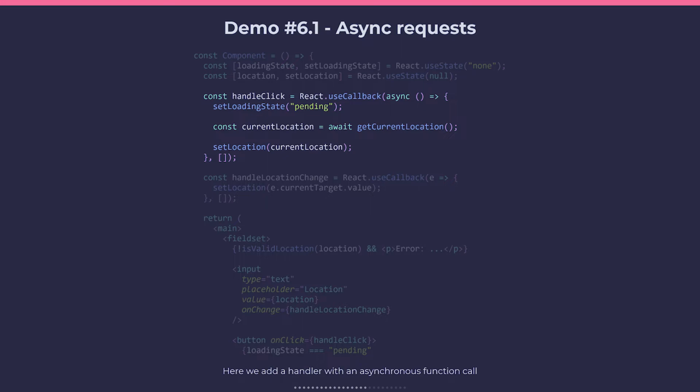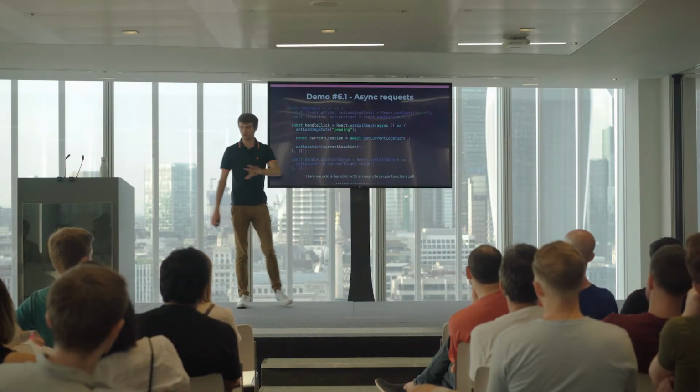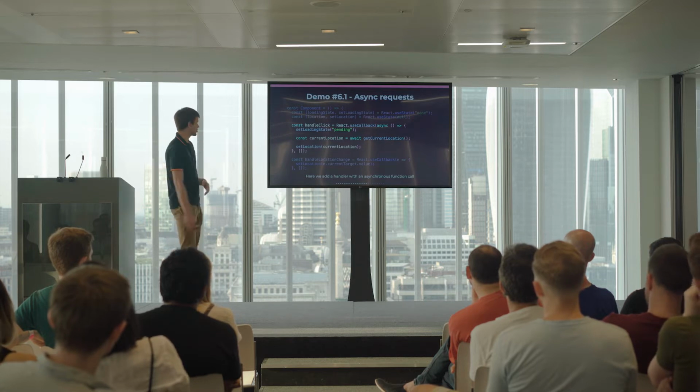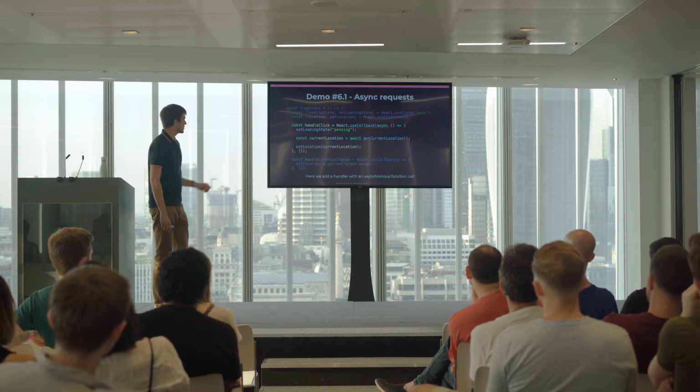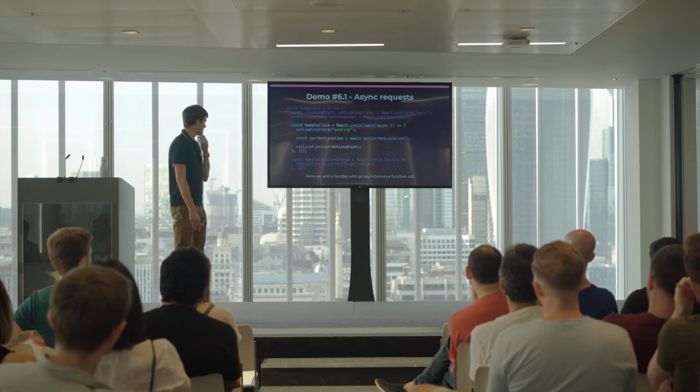I'm now going to actually handle that click and call this, again, arbitrary function, get current location. I don't know what that does, but it's asynchronous. I'm calling async await on it. If you've not used async await, it's exactly the same as promises. It's a bit like callbacks as well, where you've got that asynchronous behavior. So I'm getting a current location from somewhere, and then I'm setting that to my state.